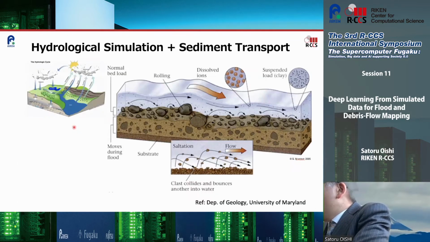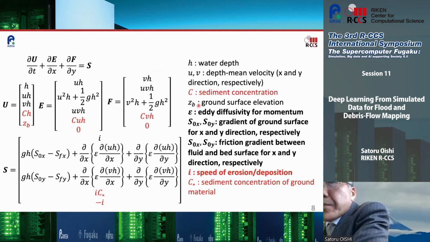However, we put sediment transport into that hydrological simulation. Sediment transport consists of sediment rolling in the river, made up of suspended load and rolling stones in the river. By calculating that sediment transportation, we put in the term of sediment concentration and the speed of erosion and deposition from the riverbed or the slope.